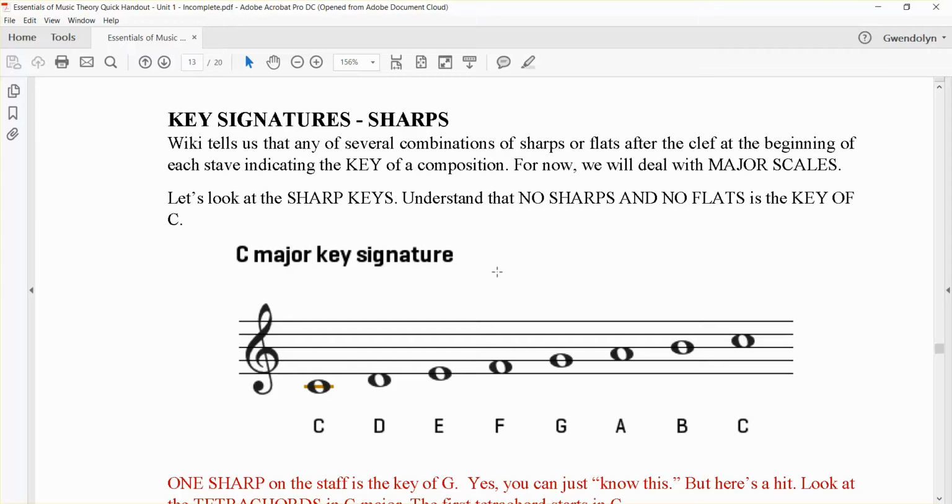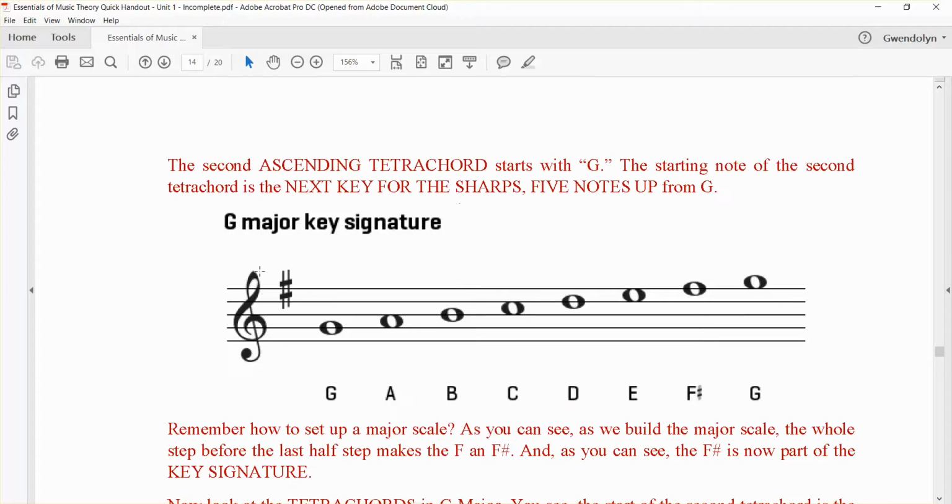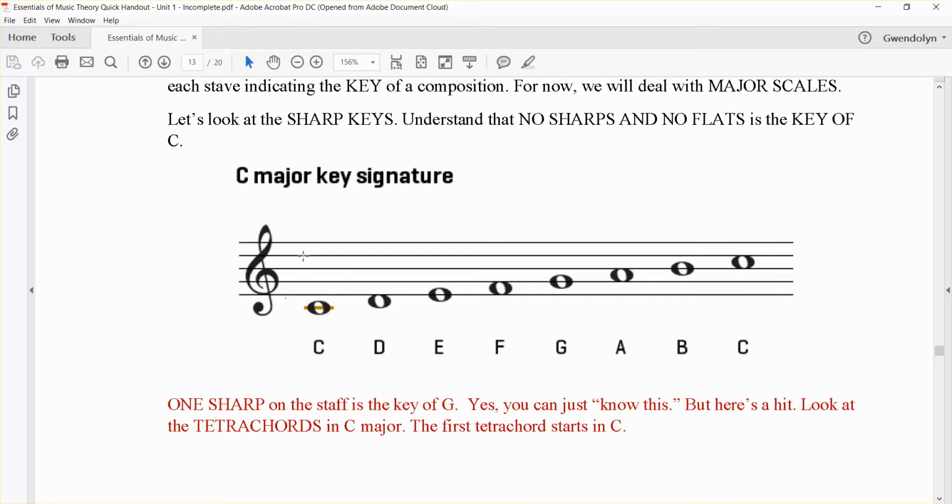All right. Now, Wiki tells us that there are several combinations, any combination rather, of sharps and flats, after the clef at the beginning of each staff, indicates the key signature of a composition. We're going to deal with major scales and major keys. So let's look at sharp keys. Understand that no sharps and no flats is the key of C, and therefore that is our default.